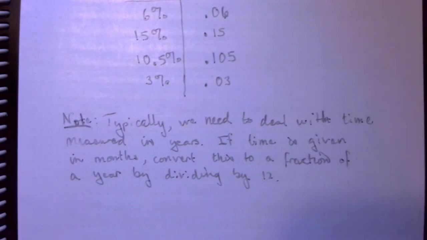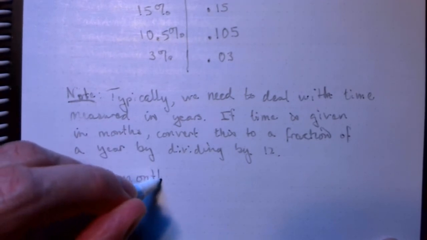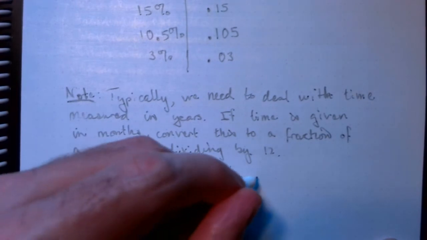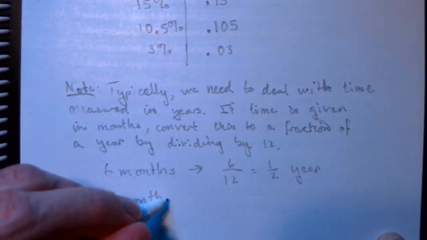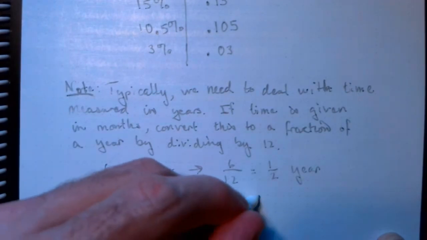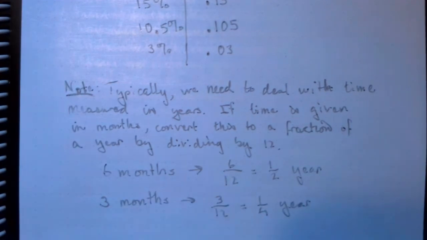Another thing to note is that we're often going to be dealing with time. The interest that you are charged or the interest that you earn depends on how long the deposit or the loan is for. So typically we need to deal with time measured in years. Sometimes you'll have the time given to you in months. In that case, you convert to a fraction by dividing by 12. So for example, 6 months turns into 6/12, or 1/2 of a year. 3 months is 3/12, or 1/4 of a year. Alright, so I think we've got all the tools we need to go ahead and work on some examples with simple interest.